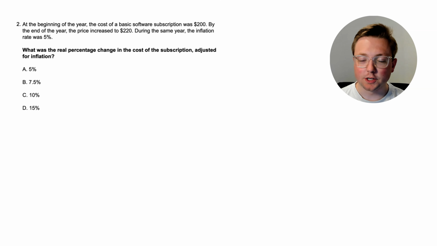All right, here we are at question 2. What was the real percentage change in the cost of the subscription adjusted for inflation? Let's go to the top. At the beginning of the year, the cost of a basic software subscription was $200. By the end of the year, the price increased to $220. During the same year, the inflation rate was 5%. So again, what was the real percentage change in the cost of the subscription?